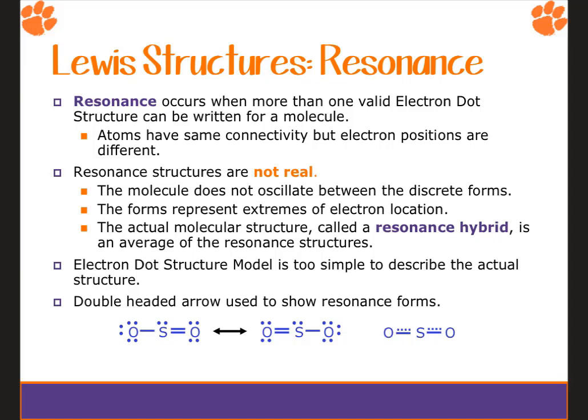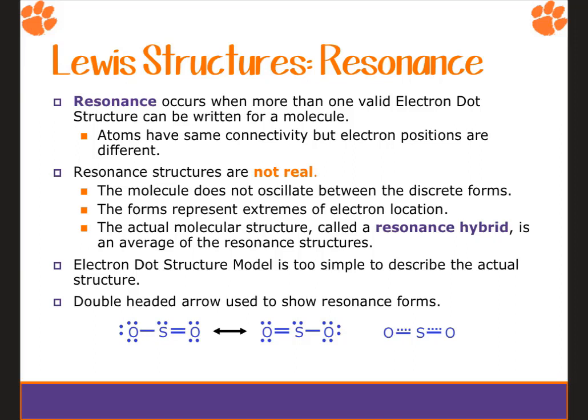This highlights a very important principle of Lewis dot structure theory, and that is the existence of resonance. Resonance occurs when more than one valid electron dot structure can be written for a molecule. It's important to remember that the atoms have the same connectivity, so everybody has the same neighbor, but the electron positions are different. Usually you're moving around some lone pairs and changing a double or a triple bond.